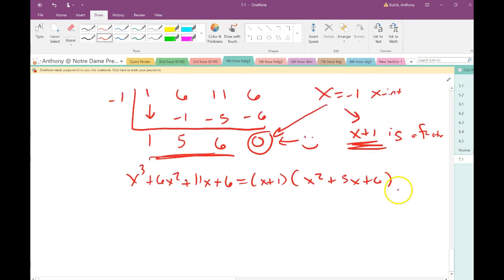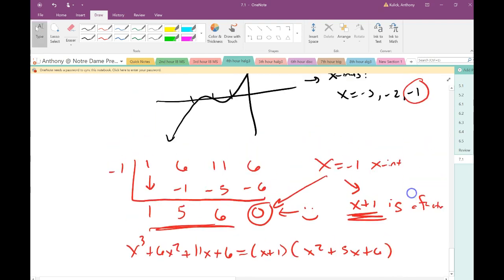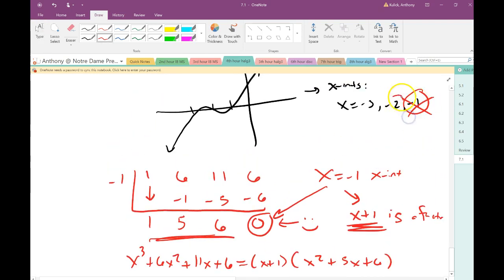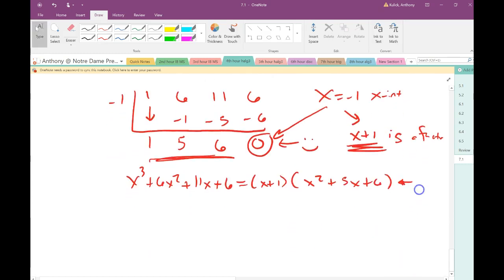And then I could use one of the other roots that I have, or I could just use my factoring tree techniques, and that's what I would do. And again, as we observed earlier, this factors to x plus 2 times x plus 3. We did that earlier.